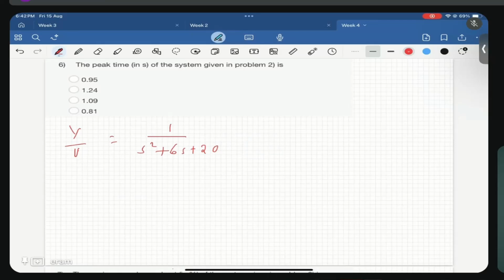Okay, my mic was off. So I was saying that my pencil is not working, so I need to write using my fingers. So for the next question, you have to calculate the peak time for the same system.